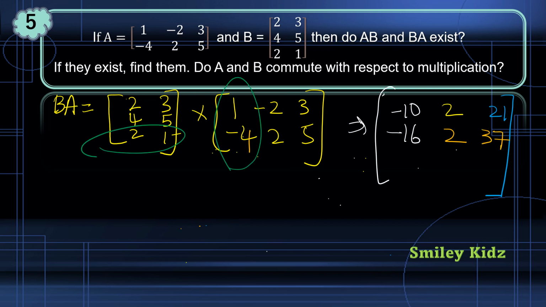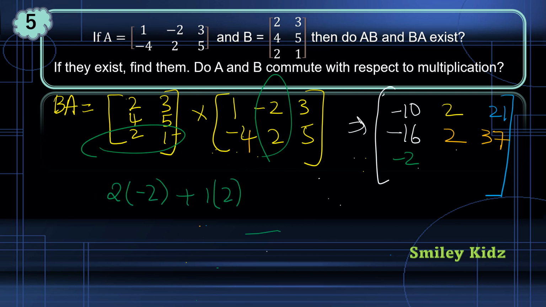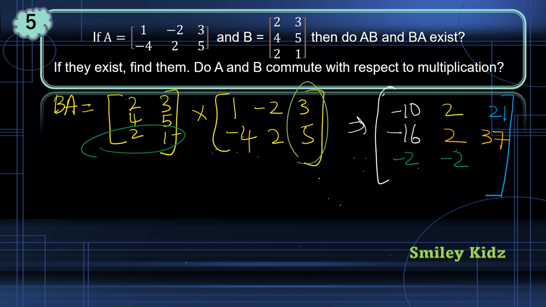Now the third row, with the first column, 2 into 1 plus 1 into minus 4. That is 2 minus 4, that is minus 2. Now the third row with the second column, 2 into minus 2 plus 1 into 2. Minus 4 plus 2, that is minus 2. Again we're going to have minus 2. Then with the last column, we have 3, 5. So 2 into 3 plus 1 into 5. That is 6 plus 5, that is 11. So here you're going to have 11.